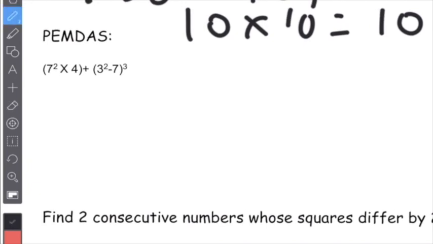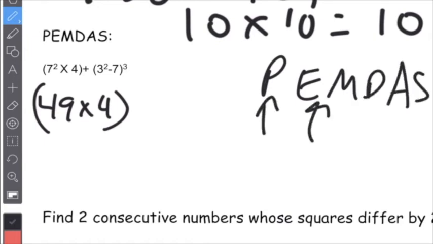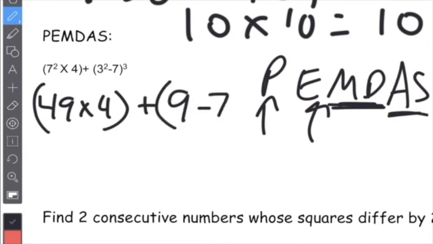PEMDAS, we work inside out. So inside, I have a couple of parentheses. So I have 7 squared, so it's 49 times 4. And remember PEMDAS, let me just write it. It's parentheses, exponents, multiplication and division on the same line, and then addition and subtraction. So I'm working on the parentheses. Inside the parentheses, I see an exponent, so I have to do that exponent first. Plus, I see another exponent: 3 times 3 is 9, minus 7, and cubed.